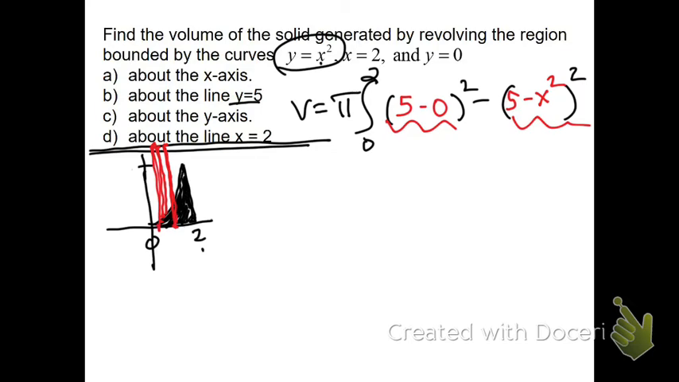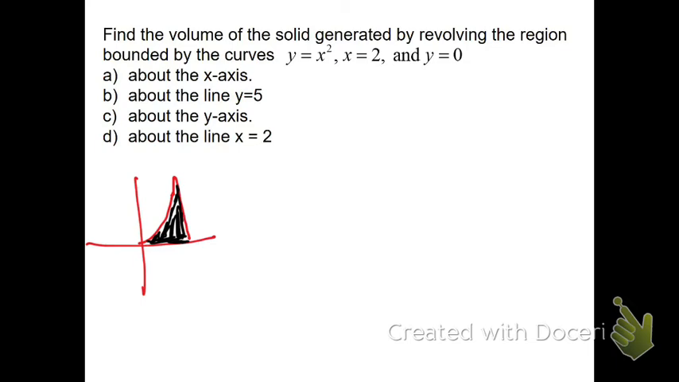All right, now let's try the y-axis. Hit pause, redraw your shaded region. I'll be right back. Okay, now we're going to rotate around the y-axis. Now when you rotate this way around the y-axis, your circular discs are going like this. So when you integrate from the bottom up, you're collecting your circular discs going up.